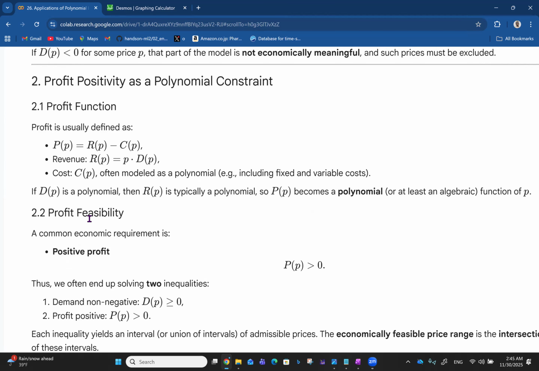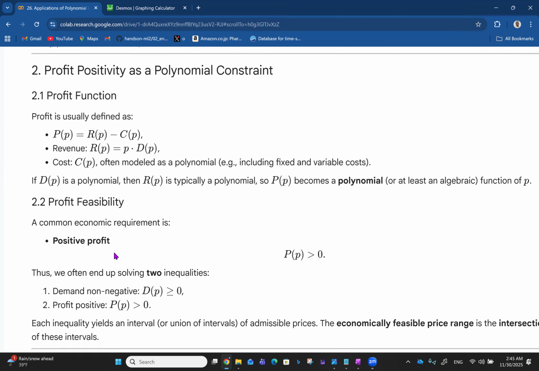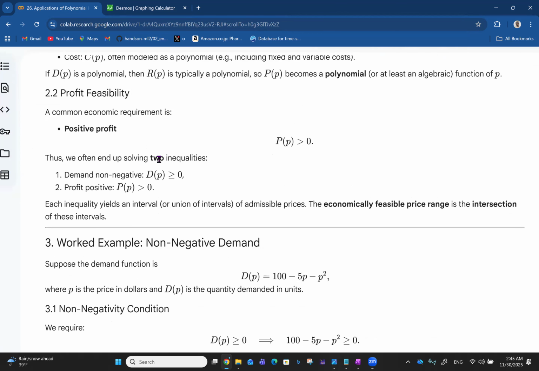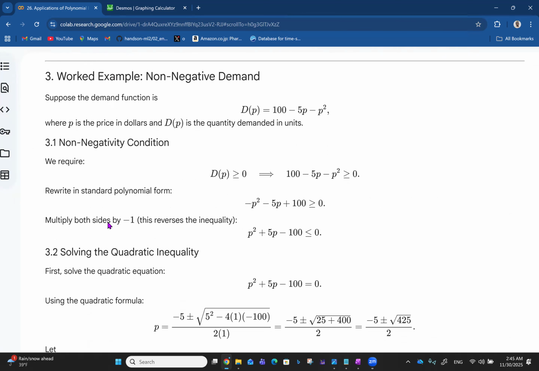So then we can have profit feasibility. A common economic requirement would be that we have positive profit, that is, P of P is greater than 0. Thus, we often end up solving two inequalities. You solve the demand, which is non-negative, D of P greater than or equal to 0, and the profit, P of P, greater than or equal to 0. Each inequality gives an interval or union of intervals of admissible prices. The economically feasible price range is the intersection of these intervals. And that is why we have demand and supply curves, right?